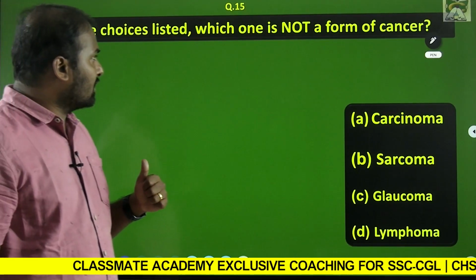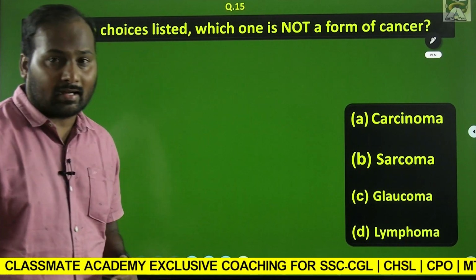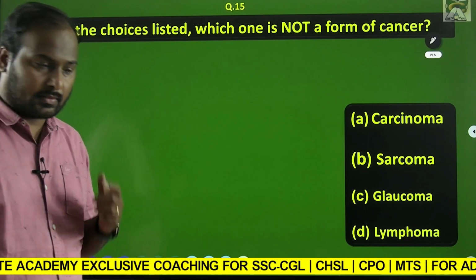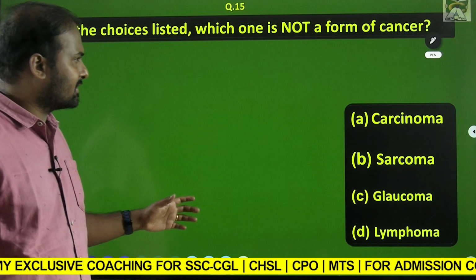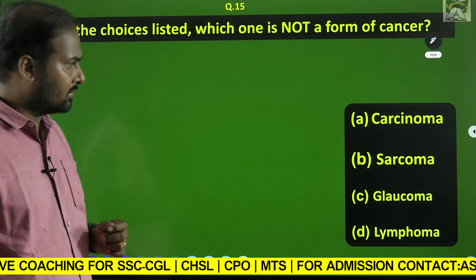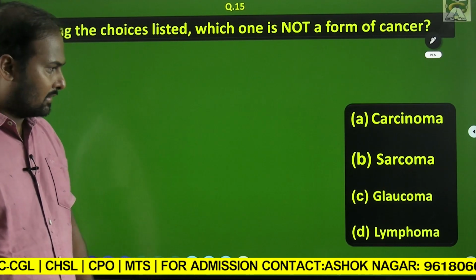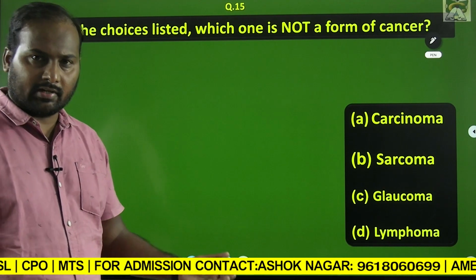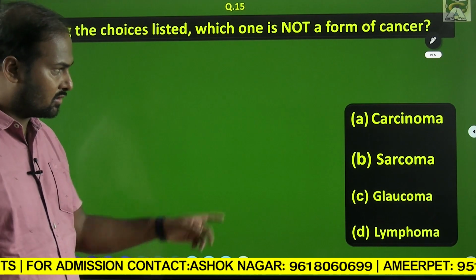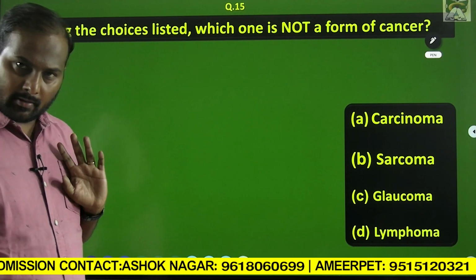Among the choices listed, which one is not a form of cancer? Again, this is also a question from biology. In the classroom also we study these types of cancers in cell biology. So we used to discuss there are three types of cancers. What is cancer? Cancer is nothing but uncontrolled cell division. There are types of cancer: one is called carcinoma, sarcoma, leukemia or lymphoma.